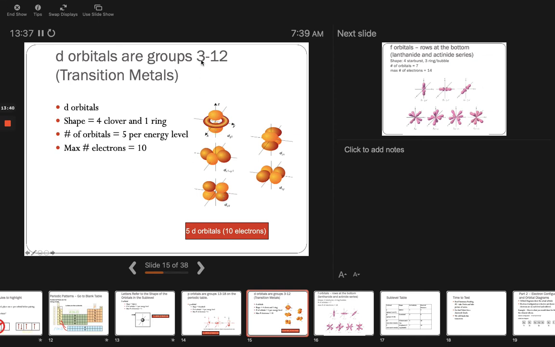They correspond to electrons filling in the transition metals, which are groups 3 through 12 on your periodic table. You'll notice there are 5 of them, and if you count the number of elements between 3 and 12, they're actually 10. So the maximum number of electrons is 10. Each one of these weird shapes can hold 2 electrons. So 5 d orbitals for every energy level where there are d orbitals, and they hold 10 electrons.